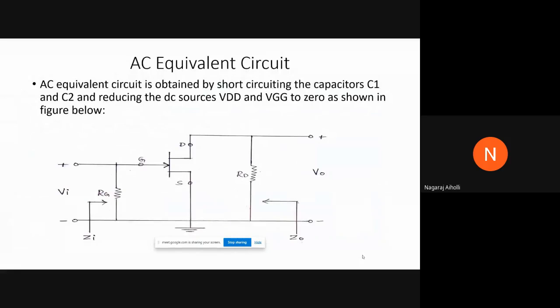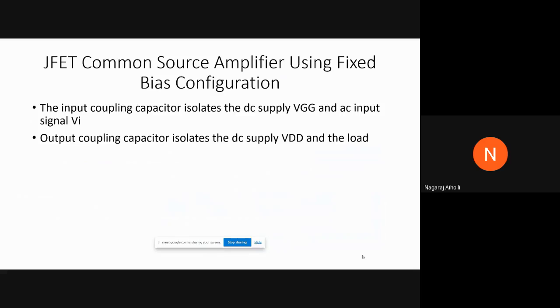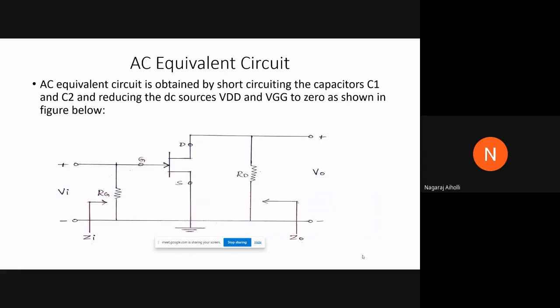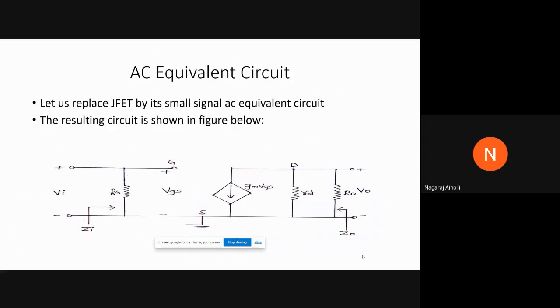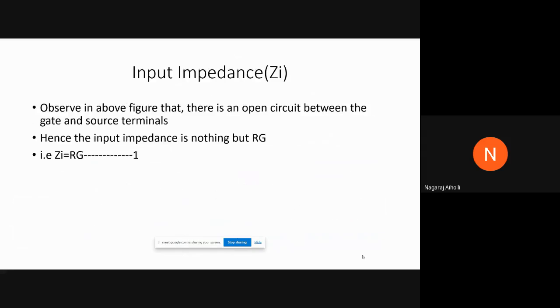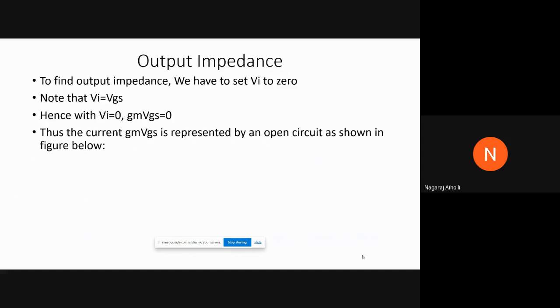Good morning students. In the previous class I discussed the AC equivalent circuit of the JFET common source amplifier using fixed bias configuration. We started with the derivation of its input impedance, right? Its input impedance is given by Zi equal to RG. We have seen this in our previous class. The input impedance of the common source JFET fixed bias amplifier is Zi equal to RG.